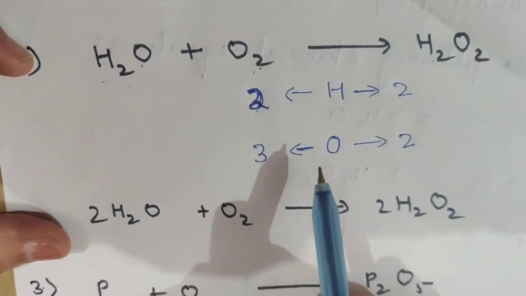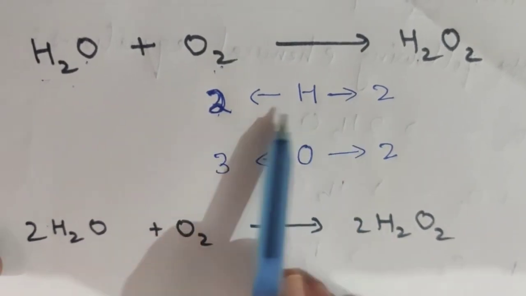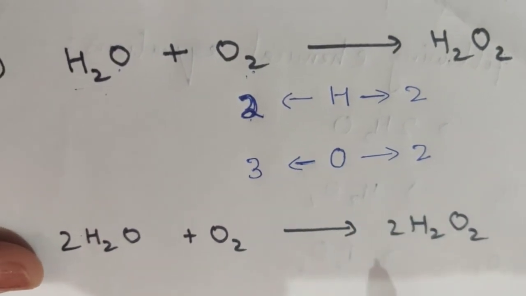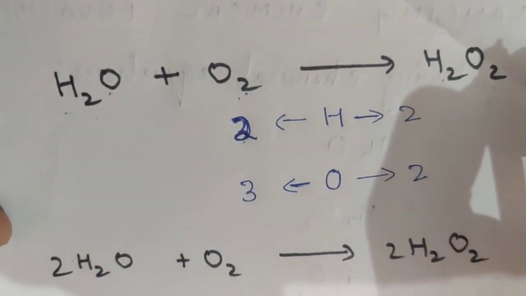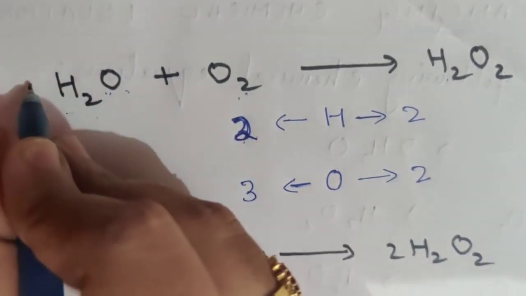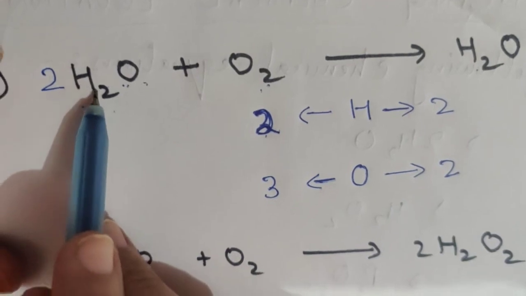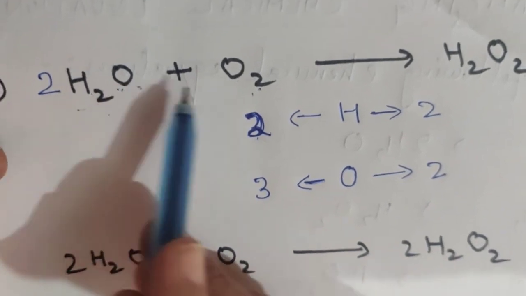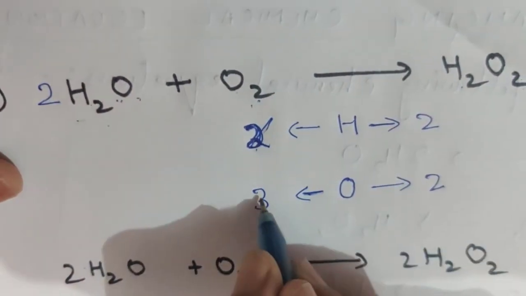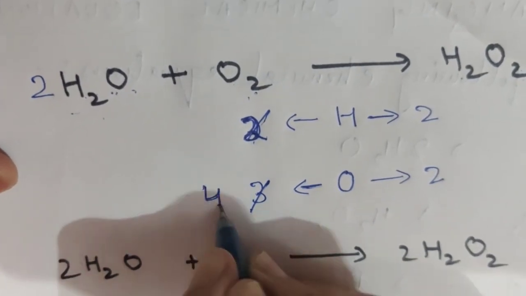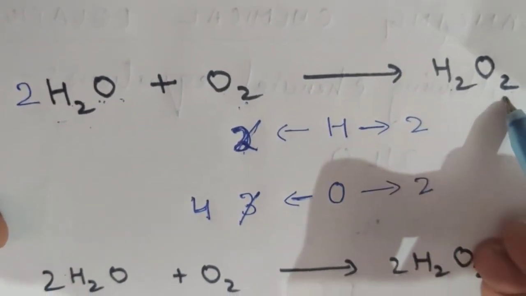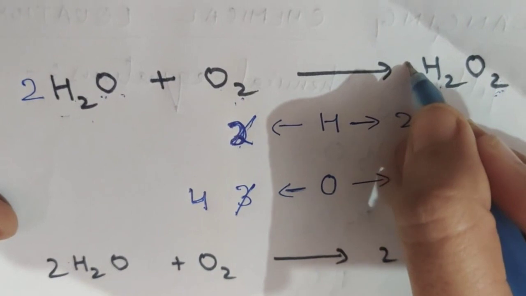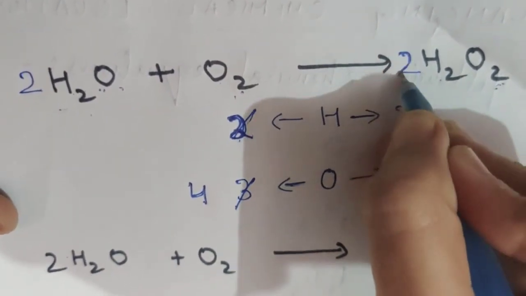So in this case you can see that hydrogen is already balanced. The unbalanced atom here is oxygen. So how to balance oxygen? What do we do first? To balance oxygen, let's place a 2 here. By placing a 2 here, total number of oxygen atoms towards reactant side will be 2 oxygen plus 2 will give you 4. And towards product side we have only 2 oxygen atoms. So to make it 4 we will have to multiply this molecule with 2.